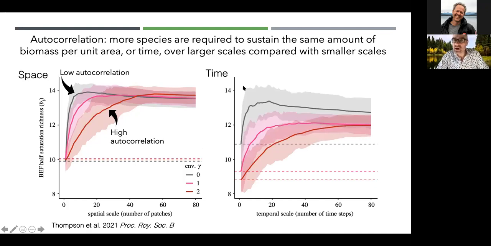The results are qualitatively different because you see that in fact we have trouble maintaining functioning in autocorrelated environments relative to non-correlated environments. So even if you don't take away all the details of this, it's very important to realize that the way that the environment is experienced by species at different spatial and temporal scales will determine the compositional turnover and in turn the contribution of diversity to functioning at larger and larger scales.